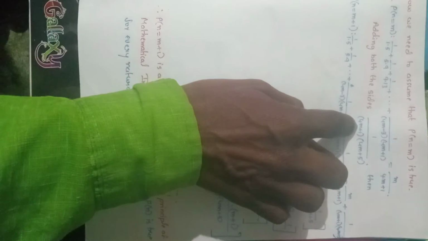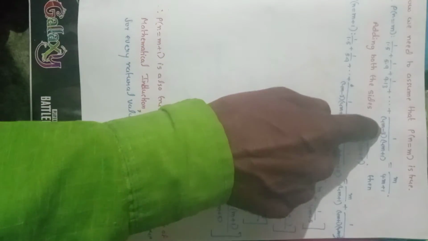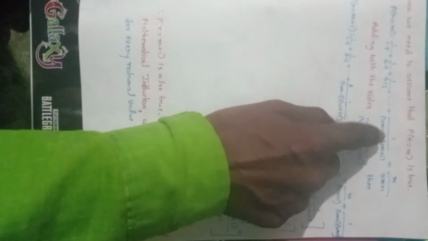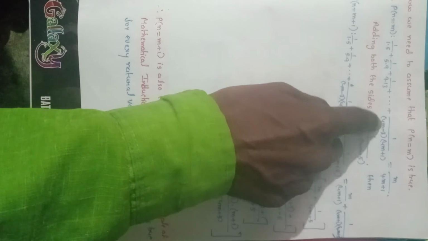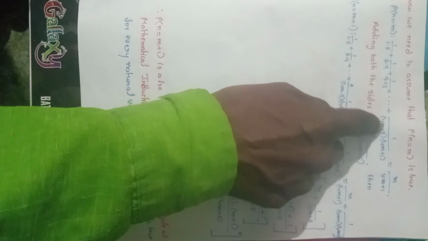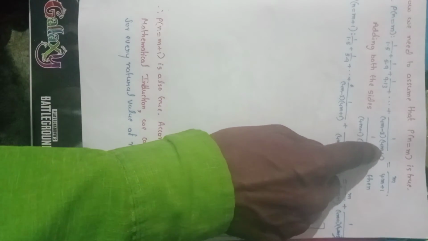How will it come? Just consider the first factors: 1, 5, 9. They are increasing by 4. So that means in the next term also, the first factor will be in the denominator. That is for more than this term. So 4m minus 3 plus 4, that is 4m plus 1, will come. Like that, the second factors also in the same manner: 5, 9, 13, so on, 4m plus 1.